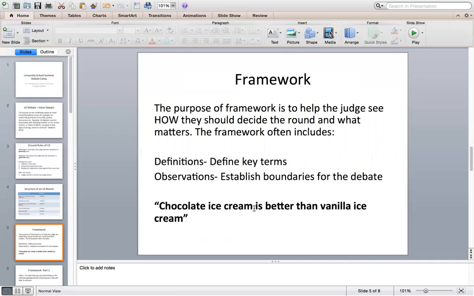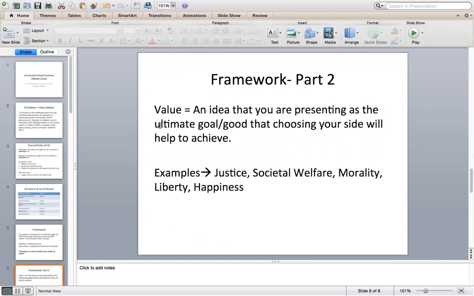How do we determine whether a flavor of ice cream is better? How do we determine which arguments are more valuable in ascertaining the truth that they're trying to arrive at in the round? And that's what debaters will do with a value. They will, at the beginning of their case, independent of the arguments they make around the resolution, try to persuade the judge that we should be looking to accomplish one ultimate goal or ultimate good overall in the context of the resolution. And these are often really big ideas like justice, morality, happiness, things like that.